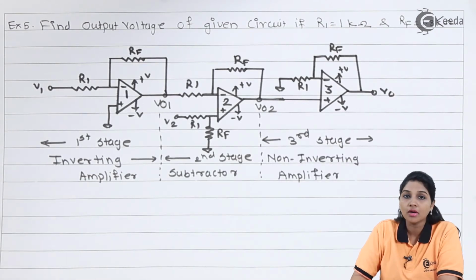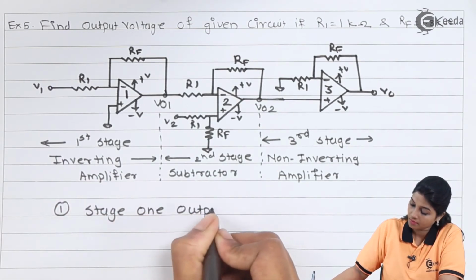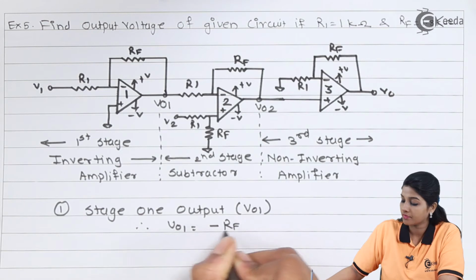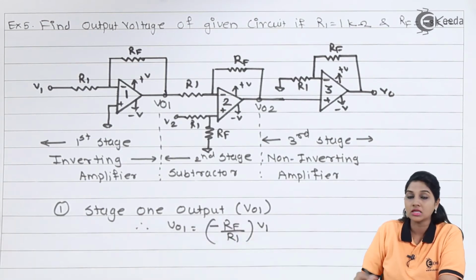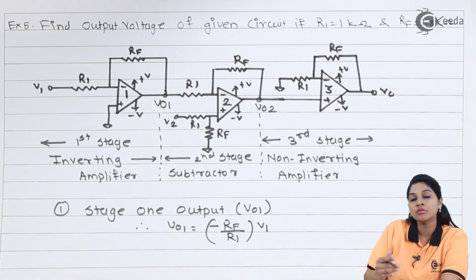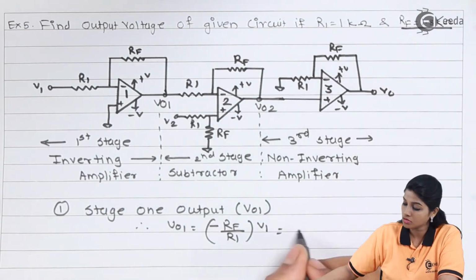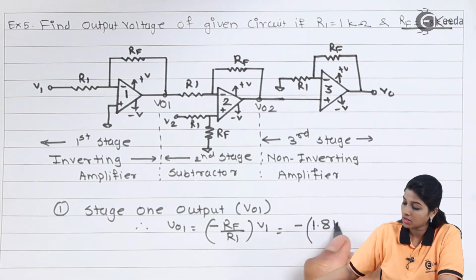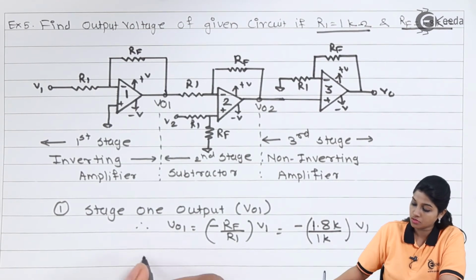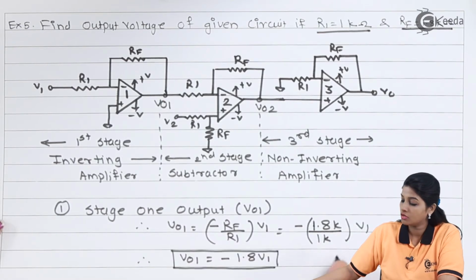So let's find out the output by each stage. So let's consider stage 1. Output is VO1. Therefore, VO1 is equals to minus RF by R1 into V1. As the circuit is of inverting amplifier, RF by R1 represents the gain, and negative sign indicates that the input is applied to the inverting terminal of the op-amp. So value of RF given is 1.8 kilo ohms. So minus 1.8K divided by R1 is 1 kilo ohms into V1. So we will get VO1 is equals to minus 1.8 V1. So this is equation 1.